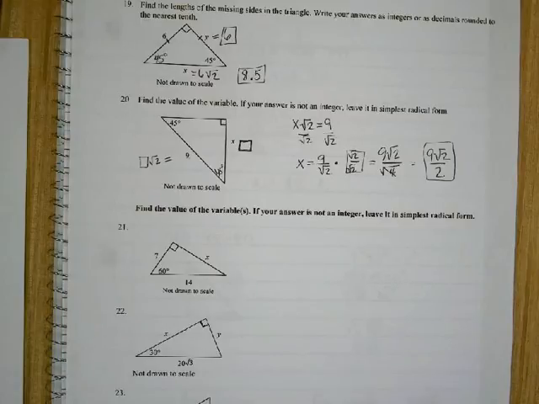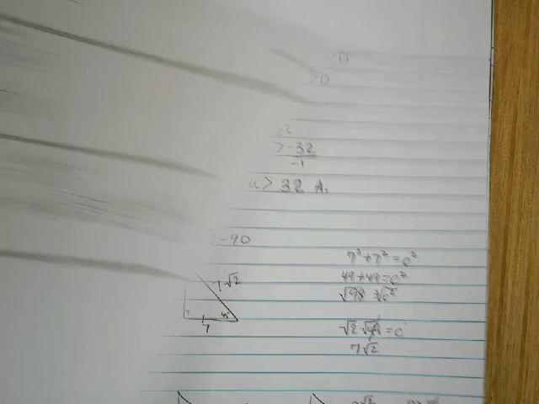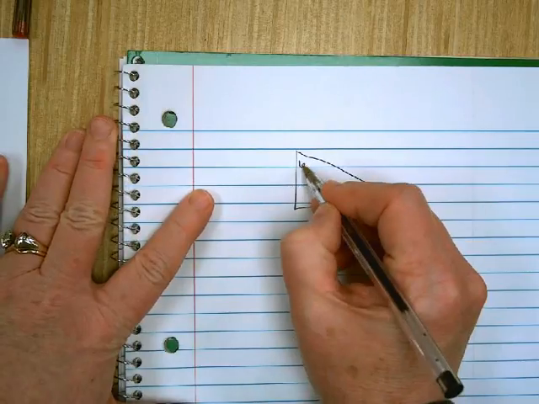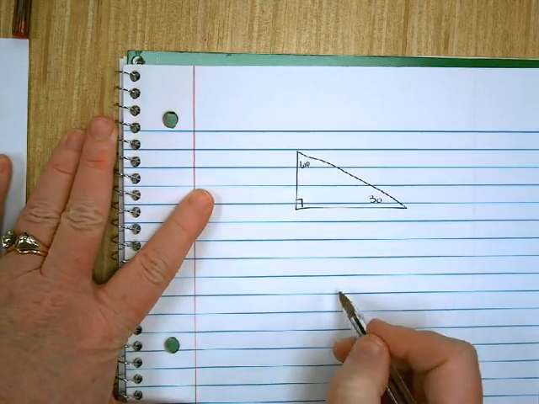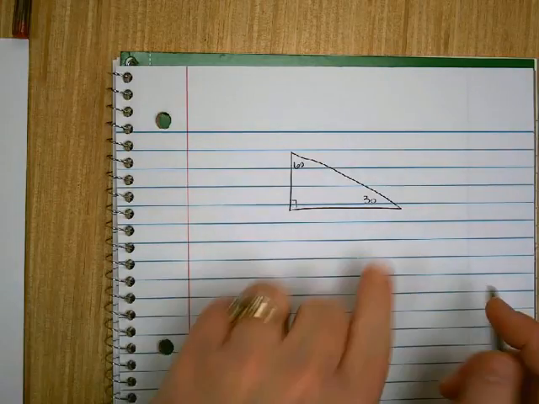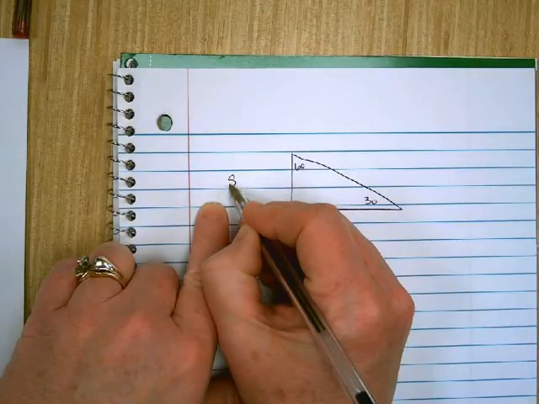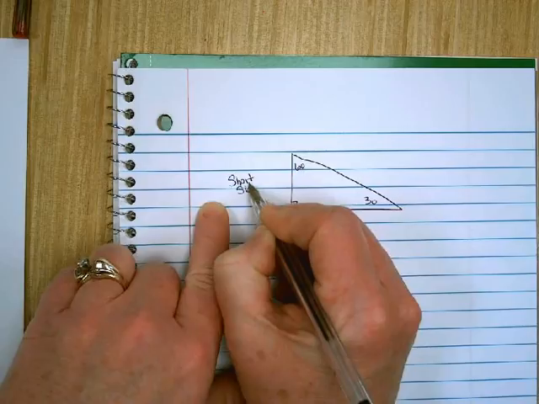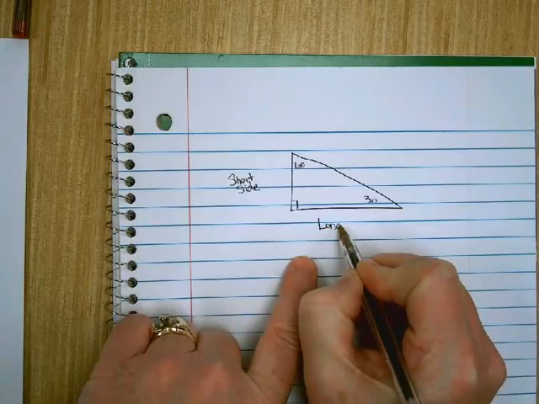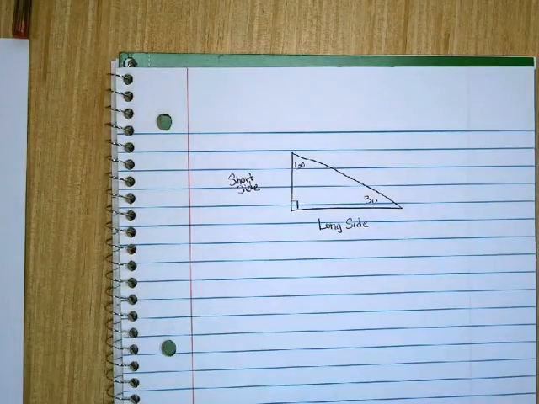Okay, there's a relationship in every 30, 60, 90 triangle. Who remembers what that is? Well, it's kind of like Goldilocks and the Three Bears. Every small angle is across from a small side, the large angle is across from the long side, and the hypotenuse is across from the right angle. So 30 degrees is here, so over here is the short side. 60 degrees is here, so across from it is the long side. And across from the right angle is the hypotenuse.